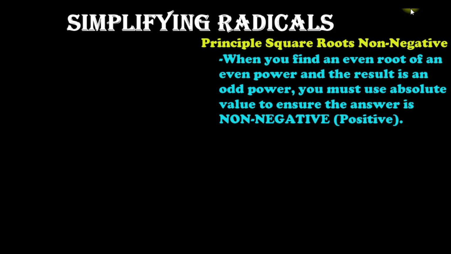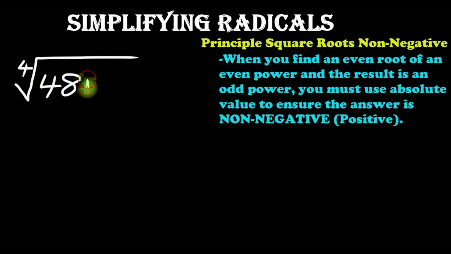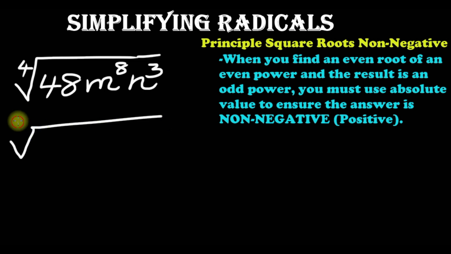Okay, let's take a look at the next example. So here we're going to work with the 4th root of 48 m to the 8 and n to the 3rd power. Now we have to rewrite 48 using a perfect 4th root.